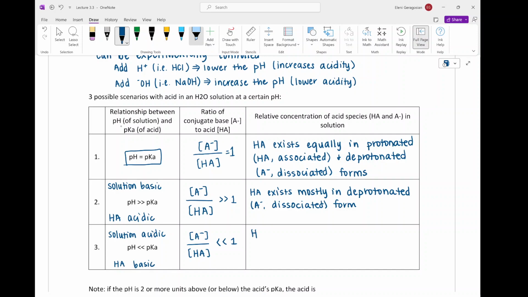And the acid HA will exist mostly in protonated form. By that we mean the form HA, or in other words, associated form. So these are 3 possible scenarios. The pH can be equal to the pKa, or it can be greater, or it can be less than the pKa.